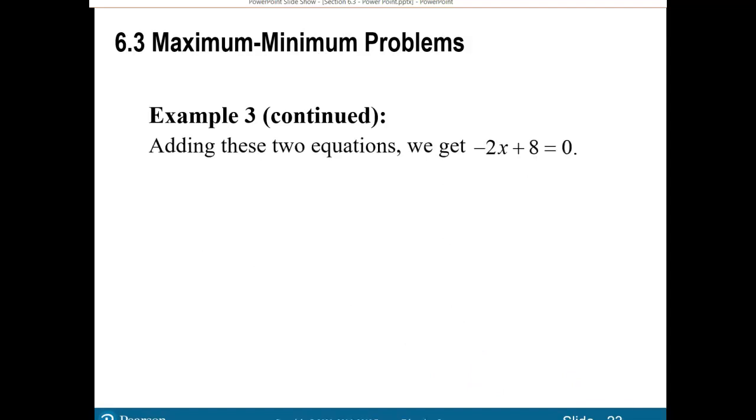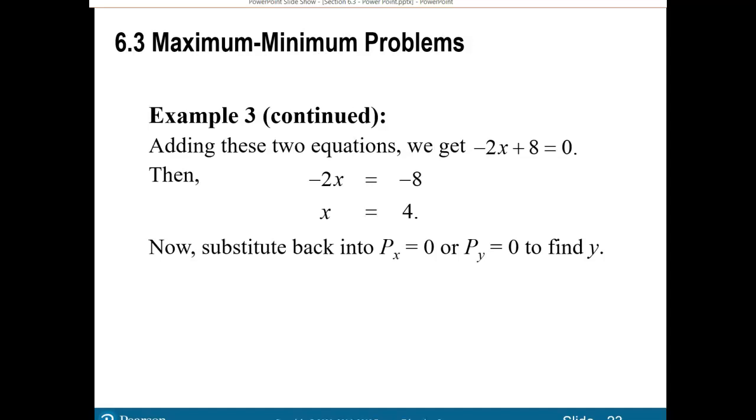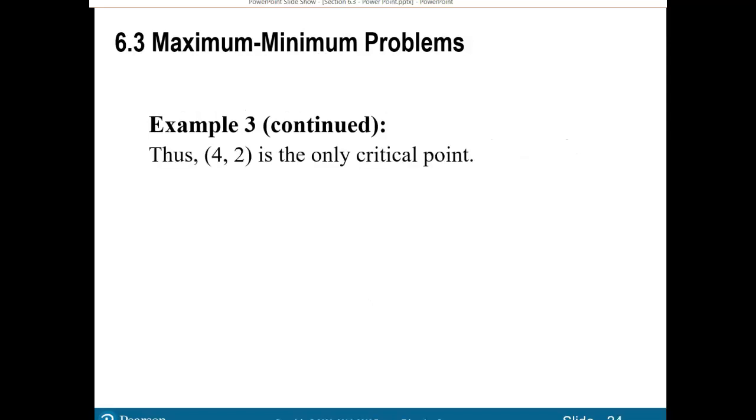So if you add them, you end up getting that because the y's go away. And that allows you to solve for x and get 4. Then you can go back and plug that in to either of those original equations to find your y. All right, so if you plug that into that one, you end up getting the y value 2. So we have a critical point at the point (4, 2).